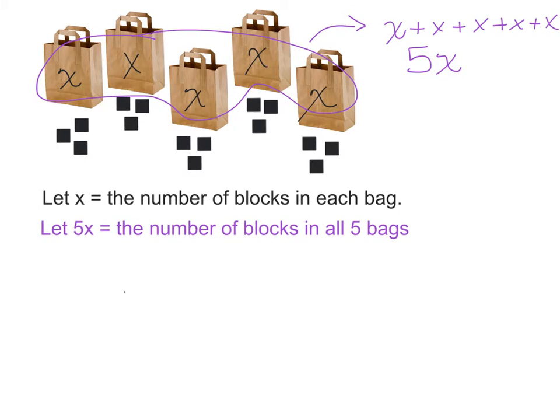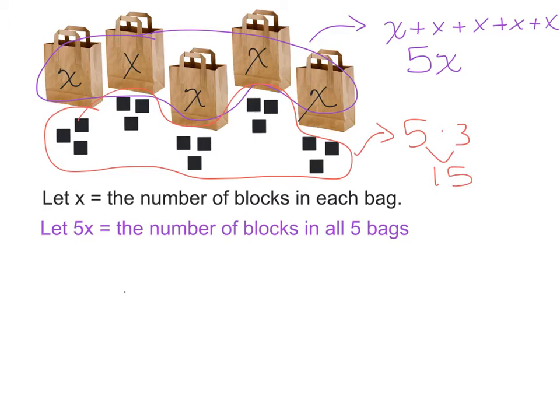Okay, so that's our second let statement. Now we need to think about the extra blocks. So I'm going to circle those in red. Okay, so how many extra blocks do I have? Well, I have 5 bags. Each bag had 3 extra blocks, so that's 5 times 3, which we can actually do that math. So there are 15 extra blocks.